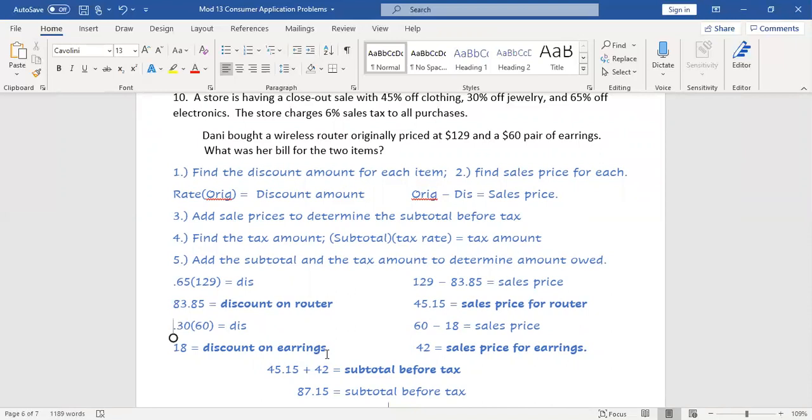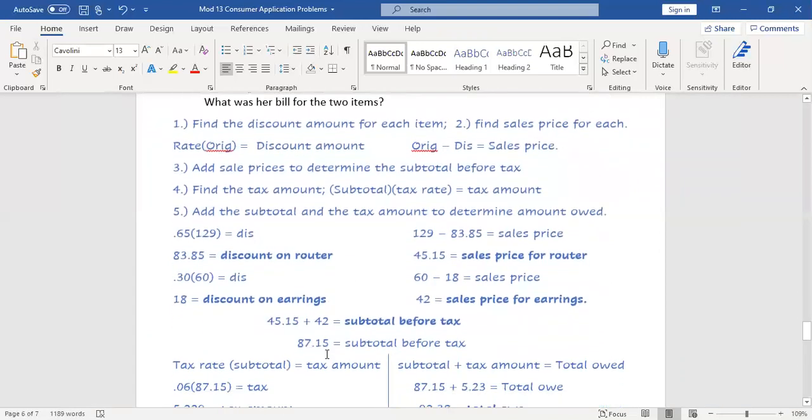So now I have to find out the sell price of each of these. Well, the original price for the router was $129 minus the discount, $83.85, gives me a sell price of $45.15 for the router. The earrings were $60 minus the discount, which was $18, which gives me a price of $42 for the earrings. Now, my subtotal is going to be the sum of those two items. $45.15 plus the $42 gives me a subtotal of $87.15. So that's what my subtotal is.